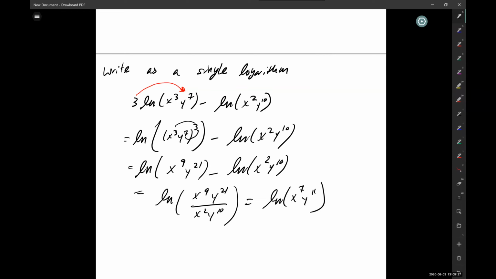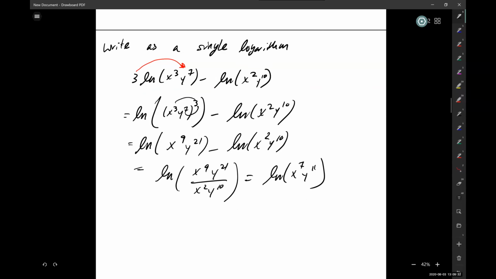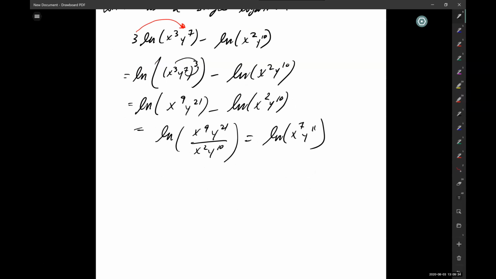That's combining, we're making it smaller. The other one is to expand out. Something like this.